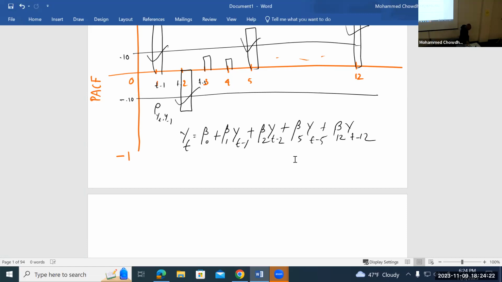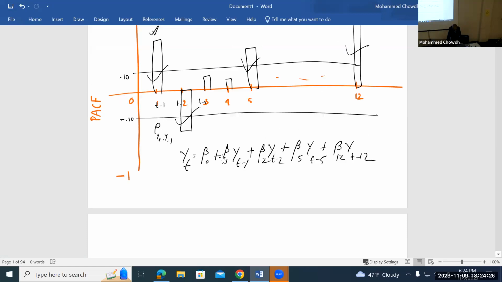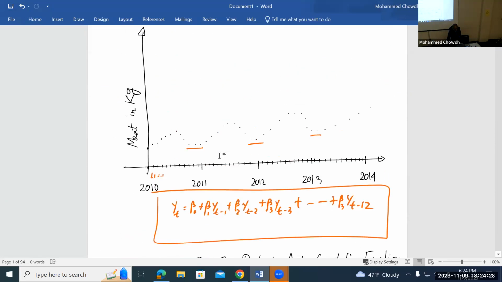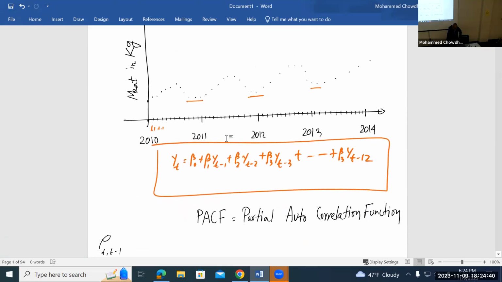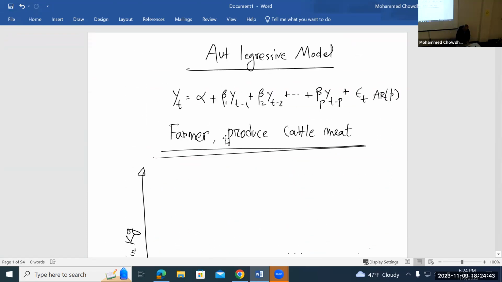Clear, right? So that is the beginning of the discussion. So why do we need an autoregressive model? An autoregressive model means you are modeling current data with the previous data, with time evolving there. This is the autoregressive model.